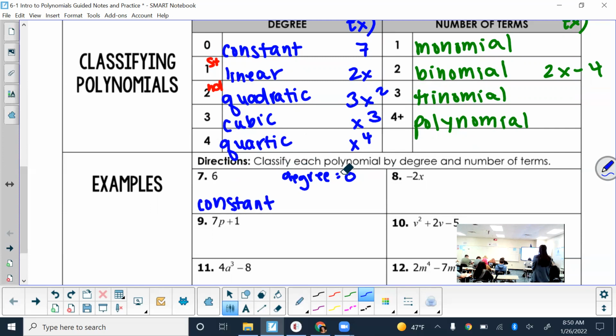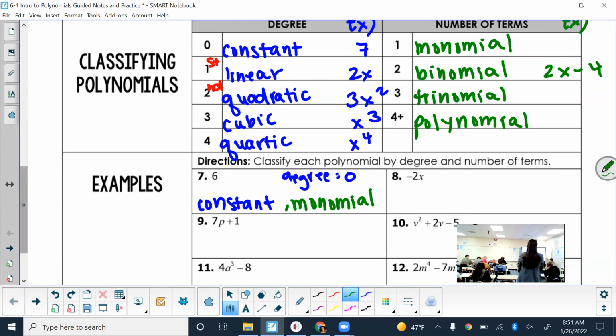So practice being able to do both, because it will use both on your test. And then how would you classify it by term? How many terms are in there? 1 term. So it's a monomial. Terms are separated by operation symbols. There are no operation symbols, so it's 1 term, monomial.